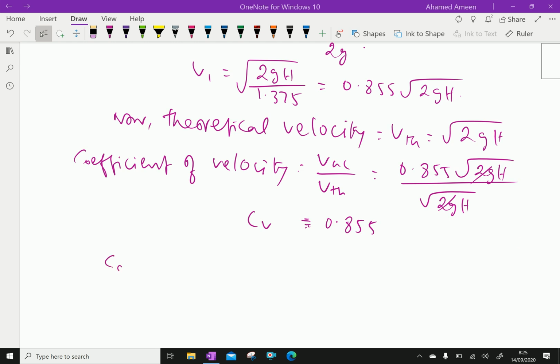Therefore, the coefficient of discharge is equal to the coefficient of contraction times the coefficient of velocity. The coefficient of contraction is nearly 1 and the coefficient of velocity is 0.855, so the coefficient of discharge is 0.855. Therefore, the discharge through the mouthpiece will be more than through a normal orifice.